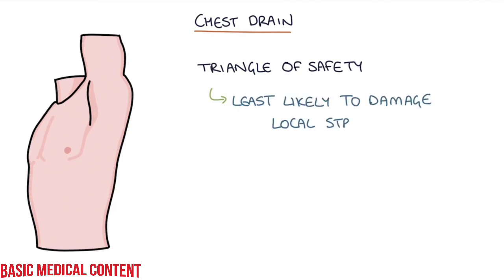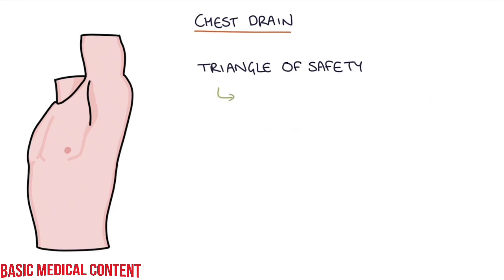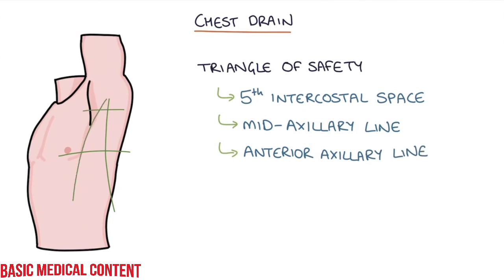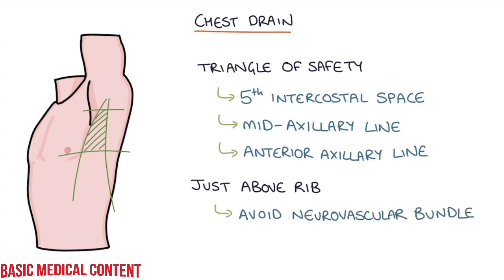And this triangle is formed by the fifth intercostal space, or the inferior nipple line, the mid-axillary line, or the lateral edge of the latissimus dorsi, and the anterior axillary line, or the lateral edge of the pectoralis major. And these three landmarks form a triangle that can be the location of the chest drain. The needle is inserted just above the rib, and this is to avoid the neurovascular bundle that runs just underneath each rib. So once the chest drain is inserted, you need to obtain a chest X-ray to check the positioning.